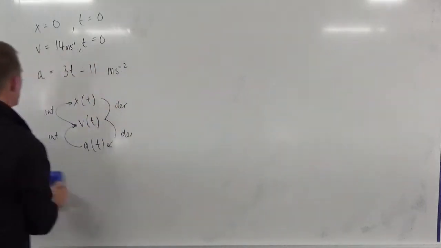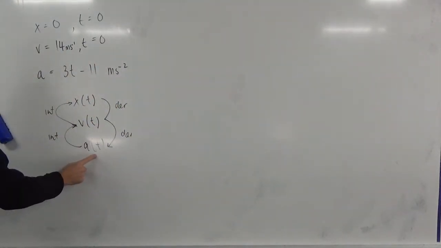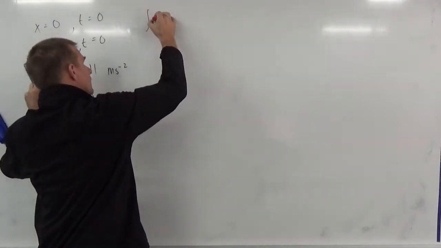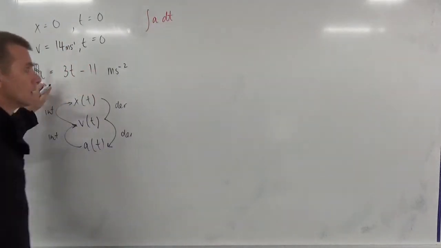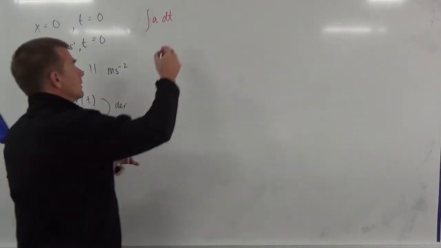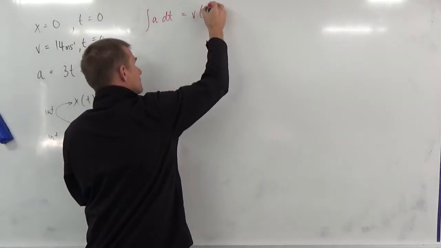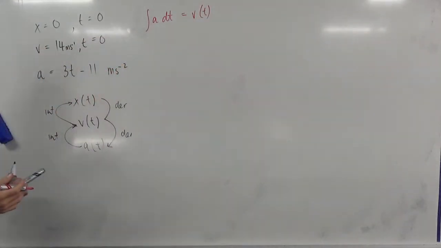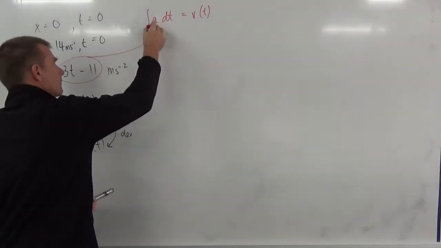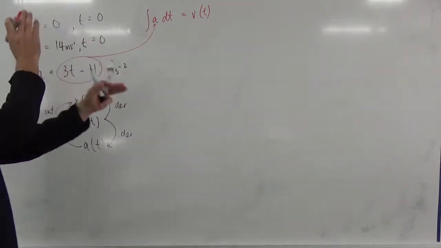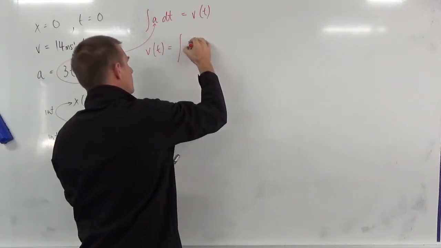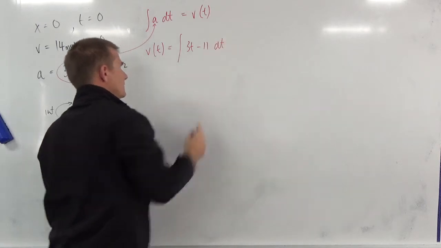Right, so I've got the acceleration, so I'm here. If I want to move to velocity, I've got to integrate. So I'm going to integrate acceleration dt. So if I integrate the acceleration, then I'm going to get the velocity, which will equal the velocity of t. Now to integrate the acceleration, I've got to integrate this thing. So I'm going to take that and put it in there. Alright, I'm going to write this one the other way around, make it easier for me. V of t equals the integration of 3t minus 11 dt.